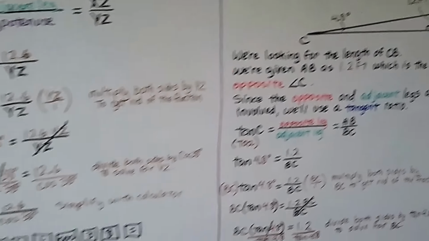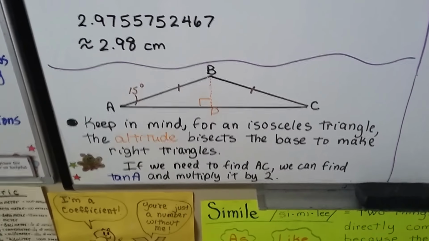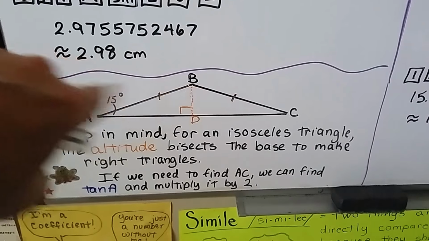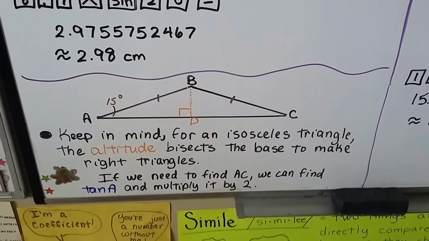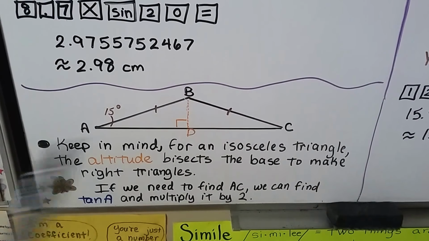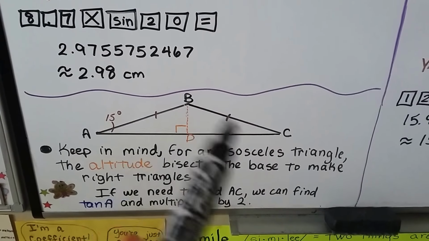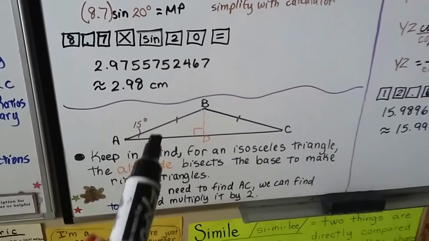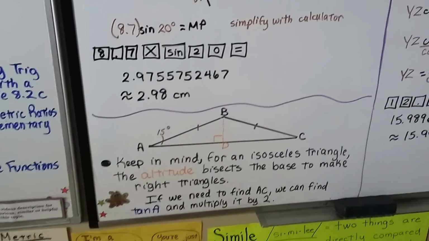So it has to be 14.29 feet in order for it to be at that 4.8 degree angle, okay? So I also want you to keep in mind for an isosceles triangle, if you're given an isosceles triangle and you have nothing here, it just looks like a triangle, okay? The altitude, if you put the altitude here, it bisects the base to make right triangles. So if you need to find AC, we can find the tangent of A and multiply it by 2, okay? All right? So we would find this length and just multiply it by 2 to get the whole length, okay?